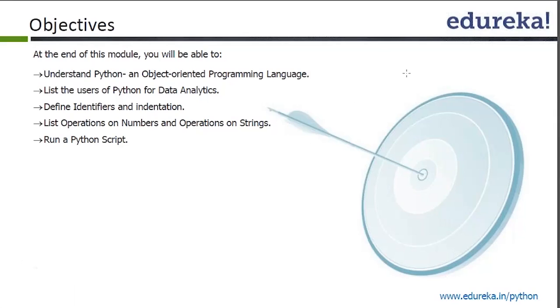At the end of this module, you'll be able to first understand Python and object-oriented programming language. Actually, we'll have to remove this. It's not at the end of this module. Okay, it's end of third or fourth. And list the use cases of Python for data analytics. Define identifier and indentation.